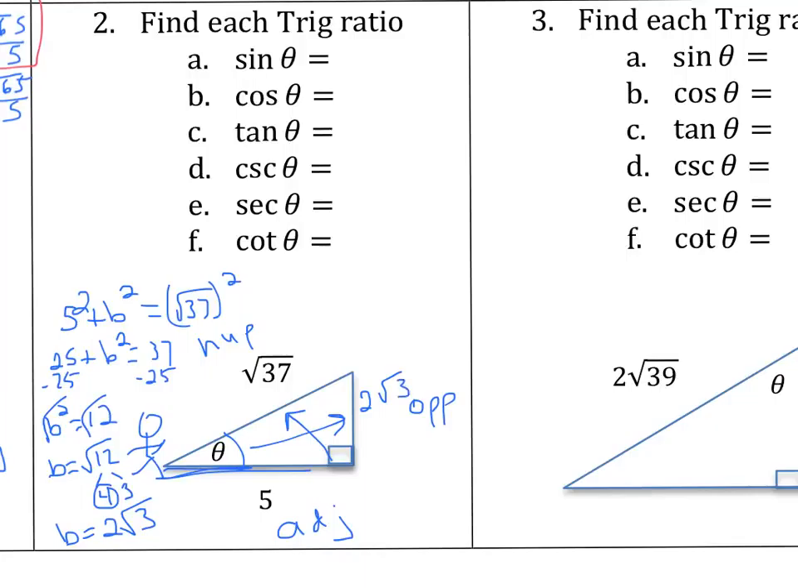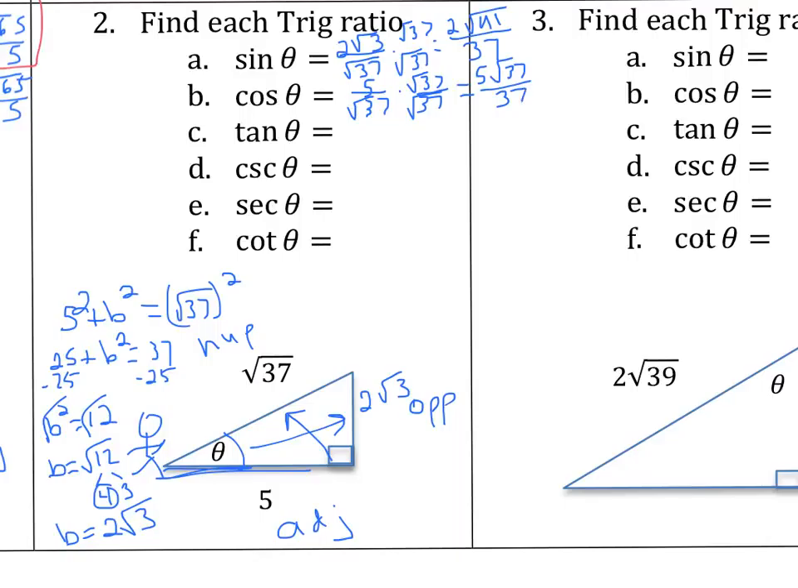Then we can start our sine, cosine, tangent. So sine is opposite over hypotenuse, so I have 2 root 3 over root 37. Can't have a denominator with 37 in it. So then I get 2 root 37 times 3, so we have 2 root 111 over 37. And then cosine is adjacent, which is 5 over root 37. Multiply by root 37. And we get 5 root 37 over 37.